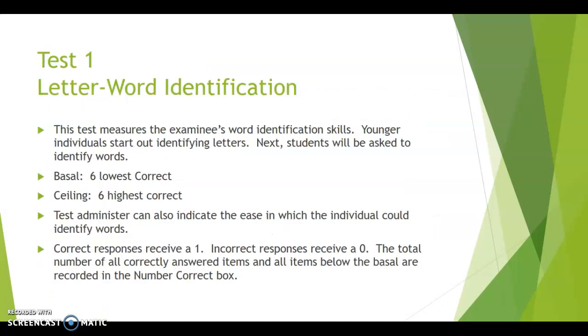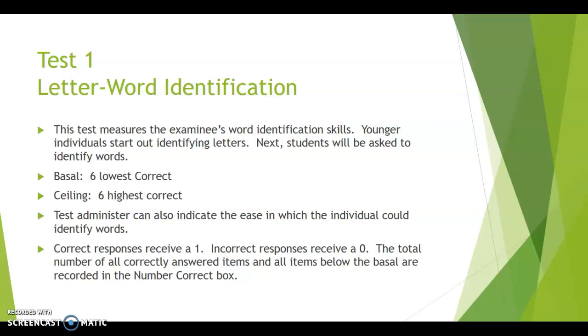All right, so I'm going to be covering the standard battery of tests in this presentation. Test 1 is the letter-word identification. This test measures the student's word identification skills. So the younger individuals, for example the 5- and 6-year-olds, would start out with letter identification, and then it gets harder from there, being able to identify words. So the basal is going to be 6 lowest correct, and then the ceiling is going to be 6 highest correct. And the person giving the test can indicate the ease with which the individual could identify the words.